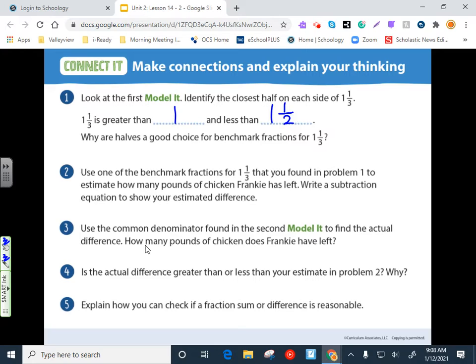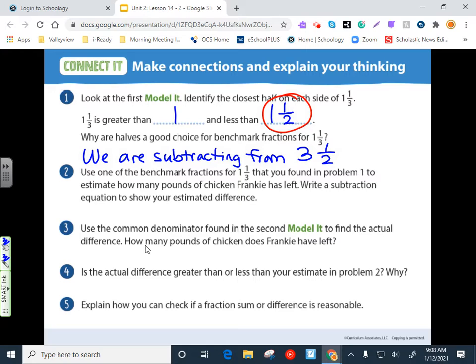Why are halves a good choice for benchmark fraction for 1 1/3? Well, we are subtracting from 3 1/2. So we kind of want our number to work with to be this one. This is our preference for that. Use one of the benchmark fractions for 1 1/3. I think we already made our choice.